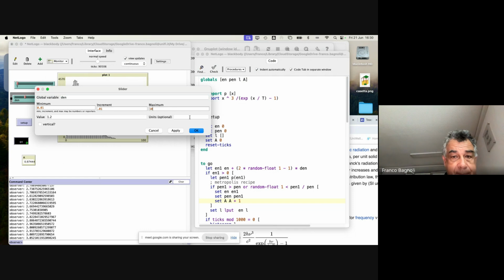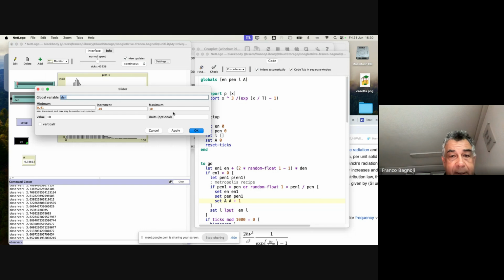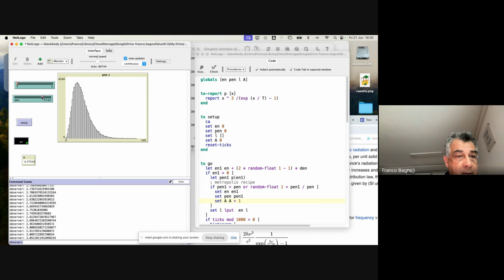You see now it reduces, but we can increase a lot. Now it is too small. So now we can check how the shapes approximate the right one by changing this.